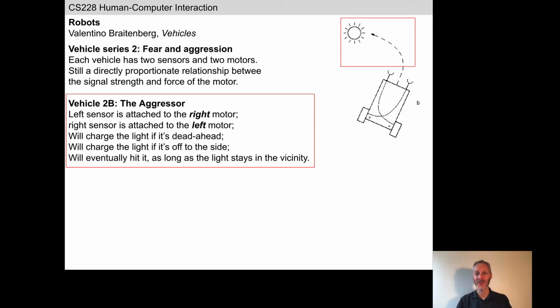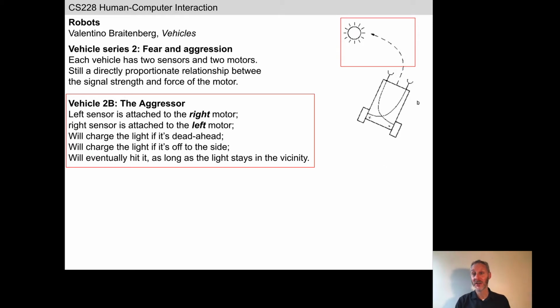Clearly, this is a machine that hates light sources, and if it's able to, it will drive into them and smash them. If you Google Braitenberg vehicle on YouTube, you can find a few videos of some people who made these vehicles out of the Lego Mindstorms construction kit. Pretty easy. If you have such a kit at home, you can make the coward or the aggressor in just a few minutes. A very, very simple machine.